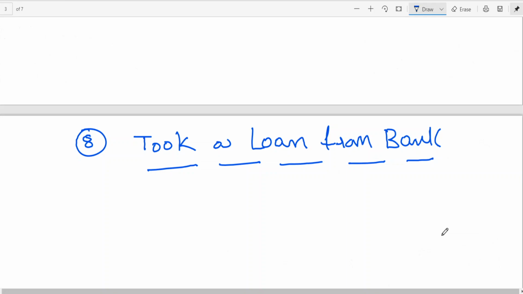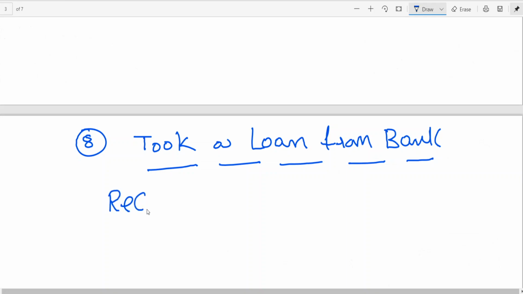Is this clear? Suppose a business person is taking a loan in the name of business. That loan amount will be deposited in the current account of a bank. Are you following where it will be deposited? Current account. If I am taking it in individual capacity, it will be deposited by the bank in my savings bank account. If it is relating to business, it will be deposited by the bank in the current account. Is this clear? So, took a loan from bank.